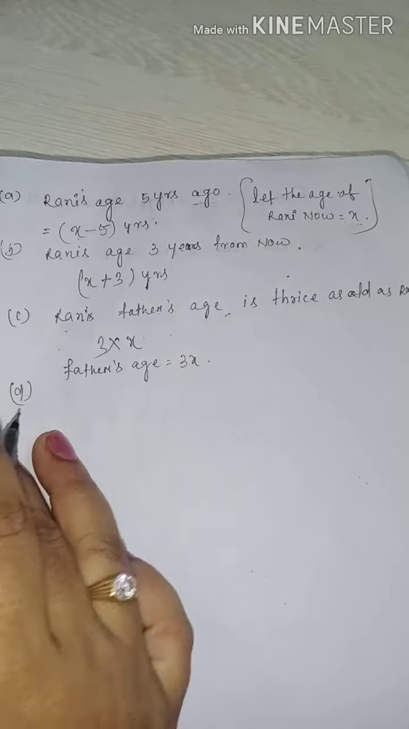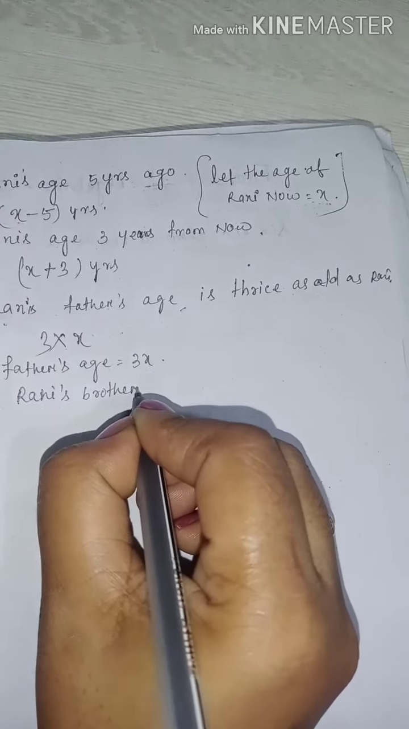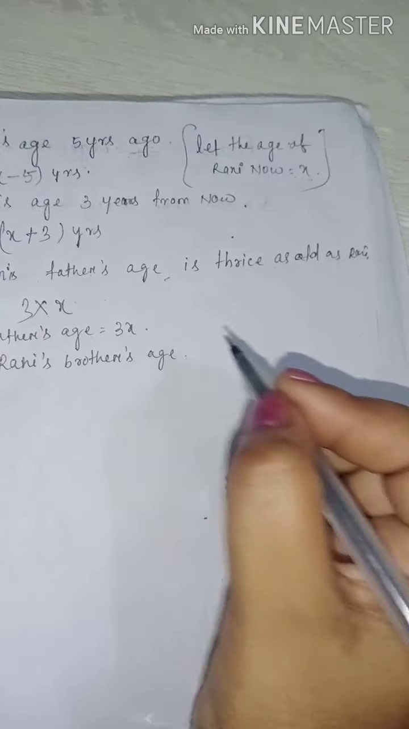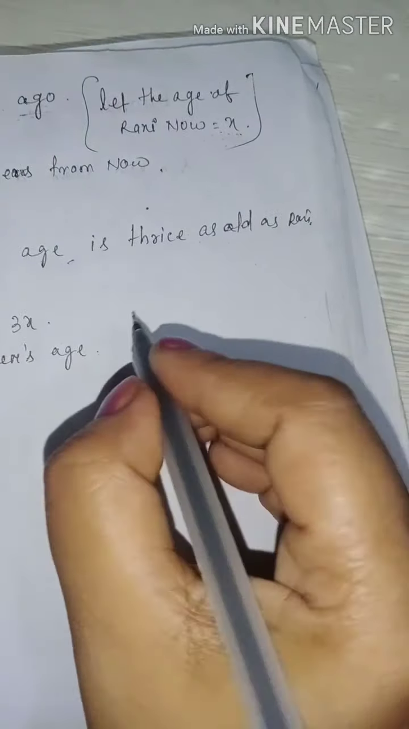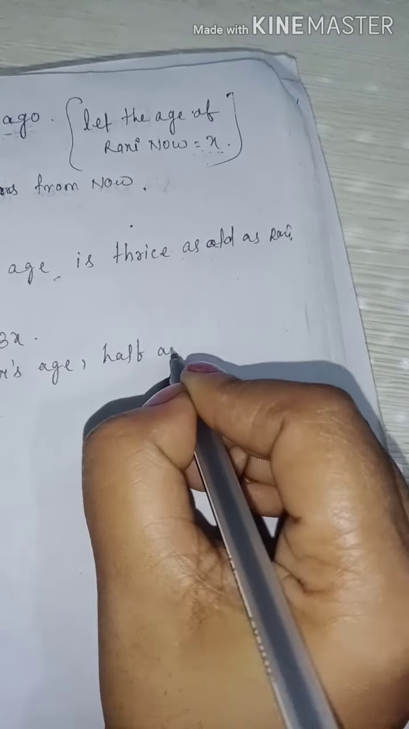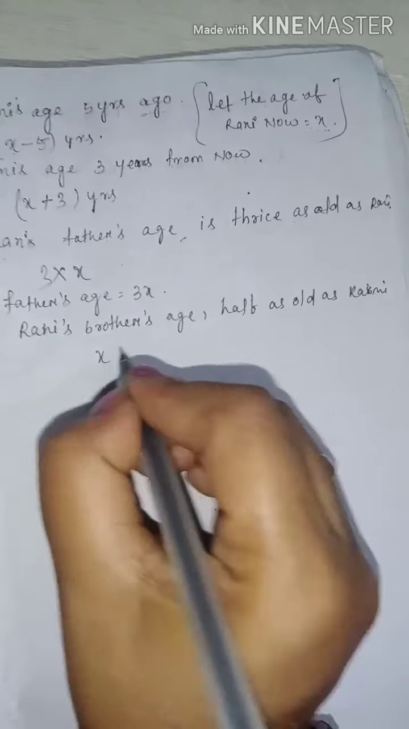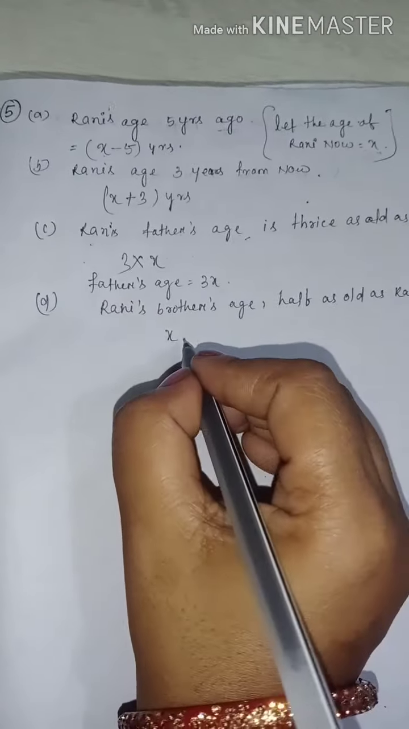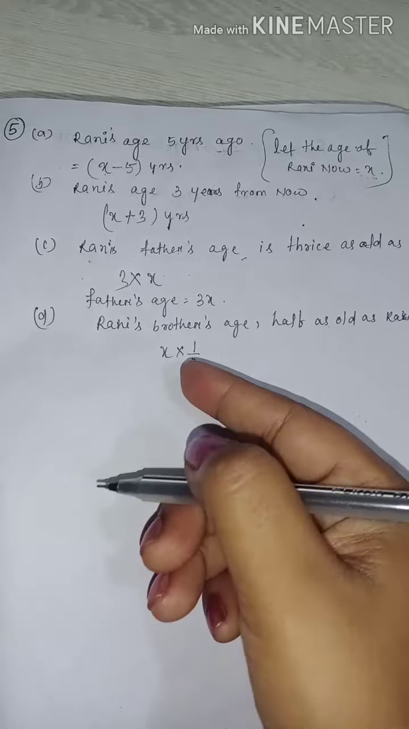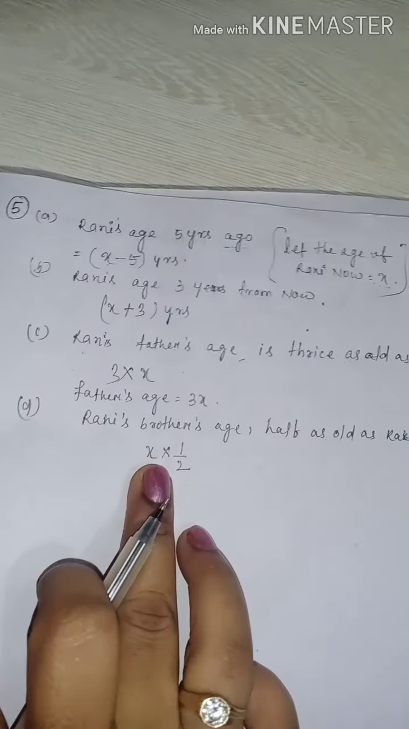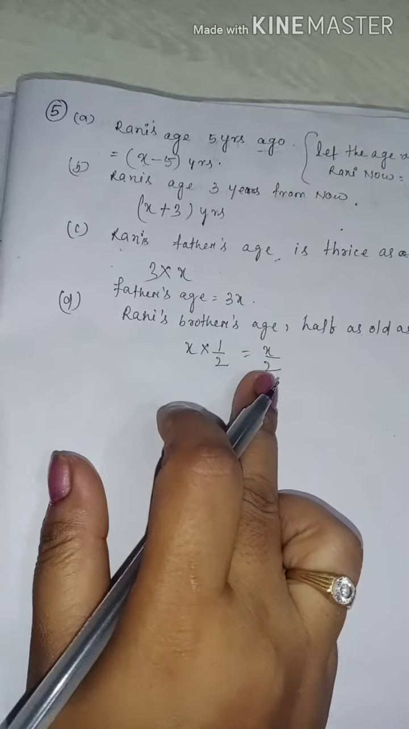Okay, next bit D. Rani's brother's age. What is it asking? Rani's brother's age, if he is half the age of Rani. What is Rani's age? It is x. Half means what? Into 1 by 2. That means x into 1 by 2, so x is multiplied with 1, then we get x by 2. This is Rani's brother's age.